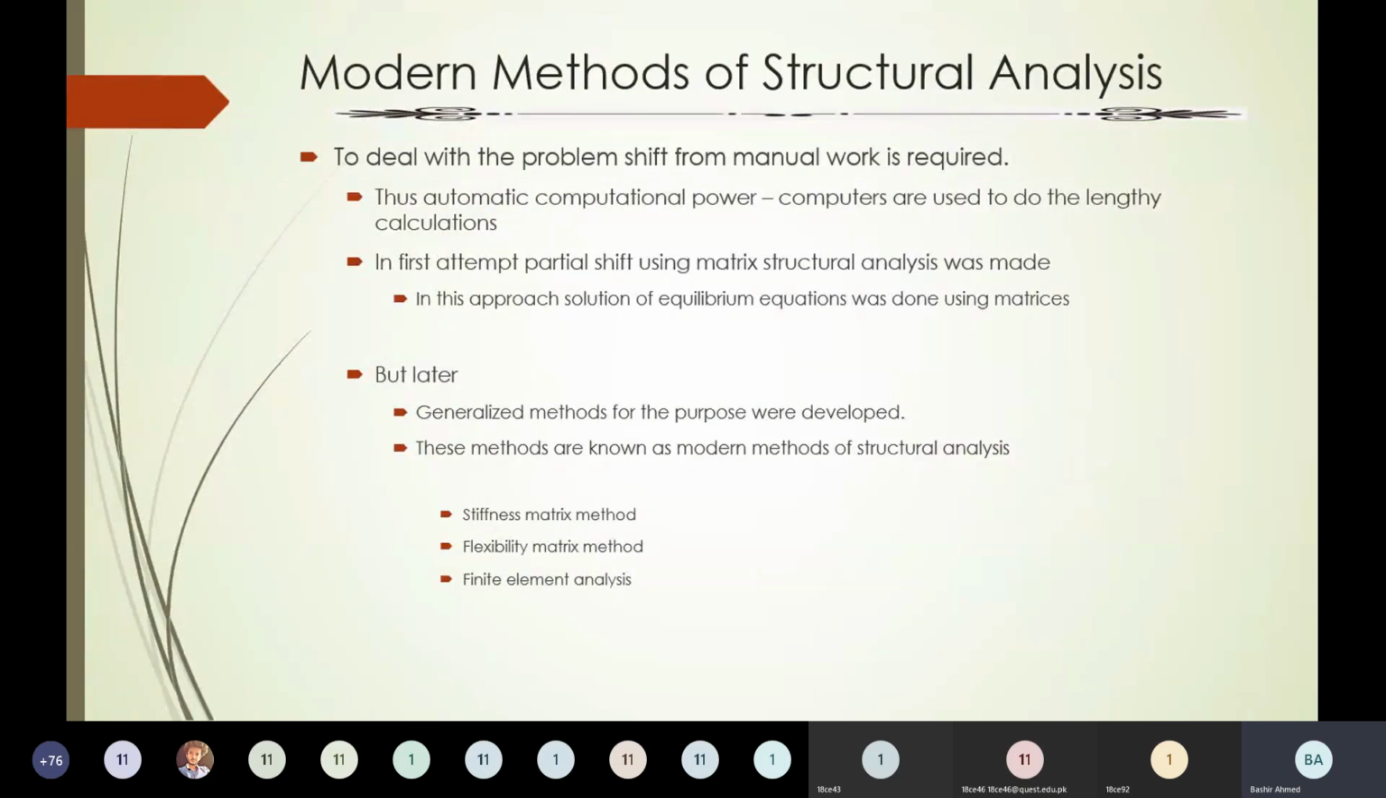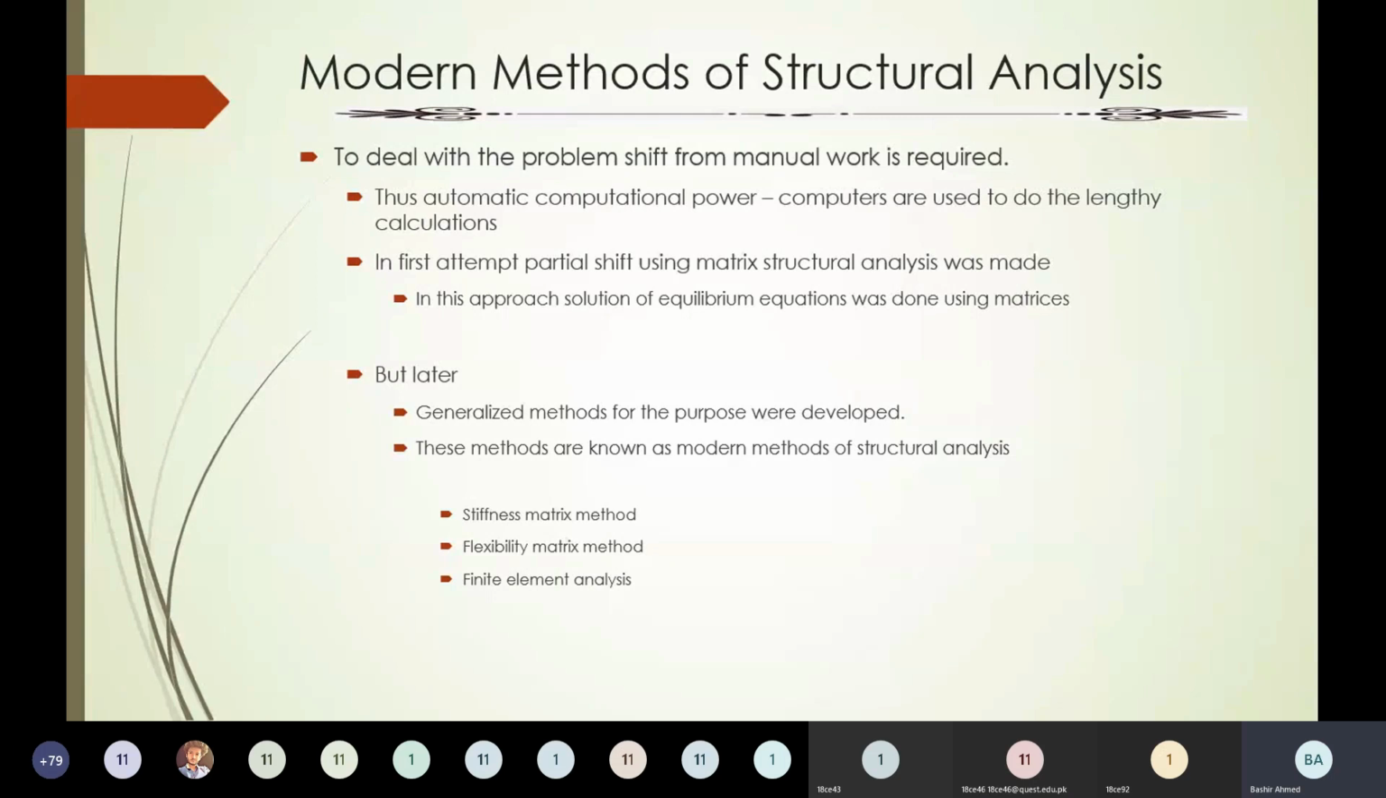ETABS basically is the Extended Three-dimensional Analysis of Building Systems. The software is capable of performing three-dimensional nonlinear analysis of building systems. So it is particularly very good for buildings. It's not that good for bridges or roads or other projects. For those projects, there are a lot of other softwares available in the market to deal with the things.